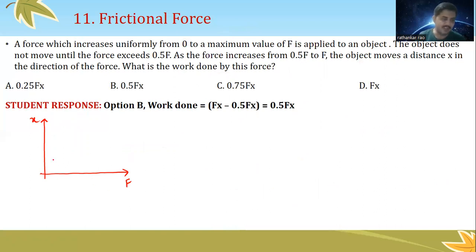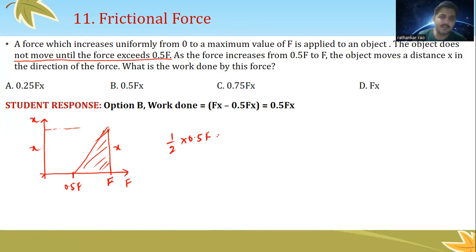Now let us see what he has done. He said that from F equal to 0 to F equal to 0.5 F, there is no displacement according to this, so the object does not move. The object does not move until the force exceeds 0.5 F. Then after that, the object moves by distance x. So what he has done is he has taken it like this, and the object moves until a distance x. You get a triangle like this. This is your F, this is your x. And then he said, "Sir, I took the area of this triangle." As a result, I get the area as half into base, which is F minus 0.5 F, that is 0.5 F, multiplied by x, which should be equal to 0.25 Fx. So your answer should be A.